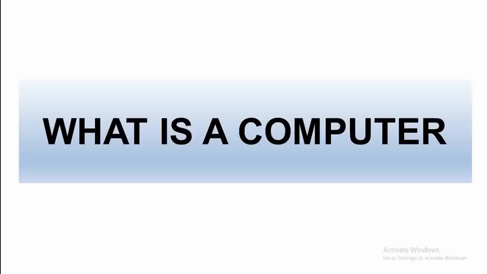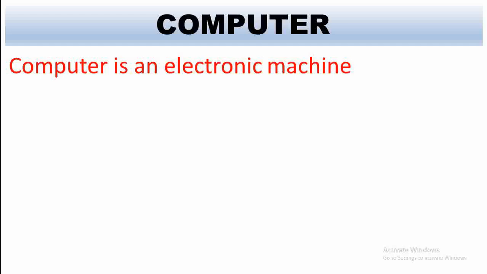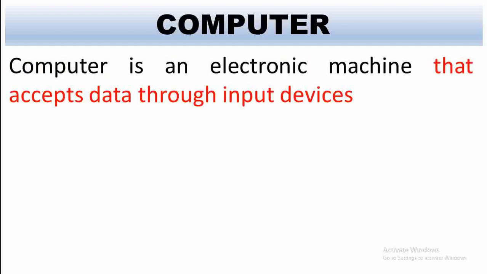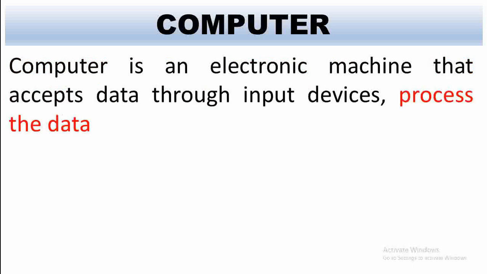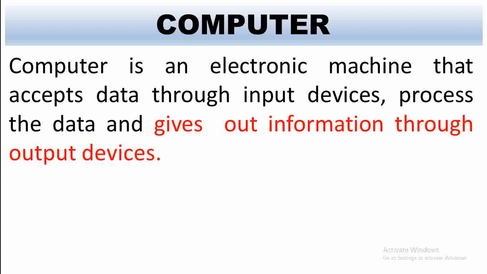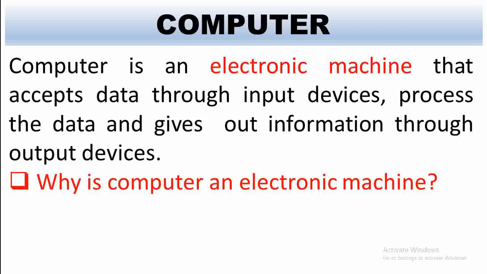So, for us to know about computers, we have to know the basic knowledge about the computer. What is a computer? Like the general definition usually given to pupils in school, a computer can be defined as an electronic machine that accepts data through input devices, processes the data, and gives out information through output devices. So the question we are going to ask ourselves is, why is a computer an electronic device?